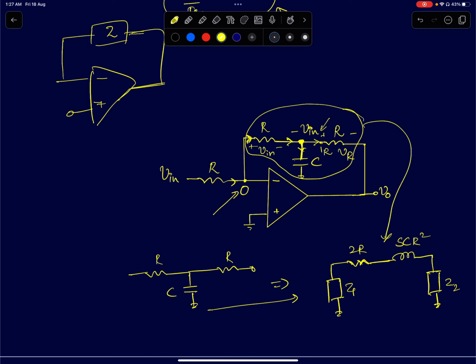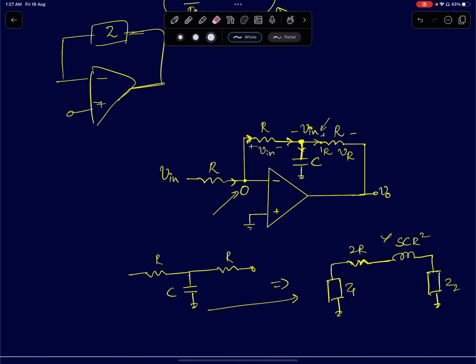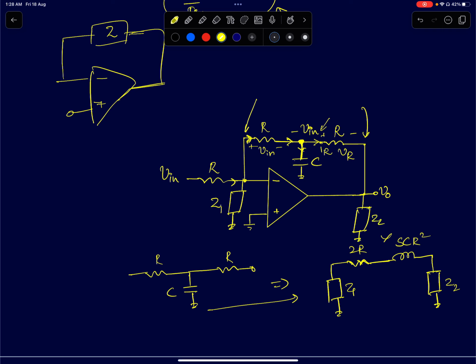And what I'm interested in is the impedance between the input and output terminals. That is the impedance that will decide my gain, because if I convert it to a pi network, I'm going to call this impedance Z1 and this impedance Z2, and the impedance between the input and output as Z3. That's how it will be converted.